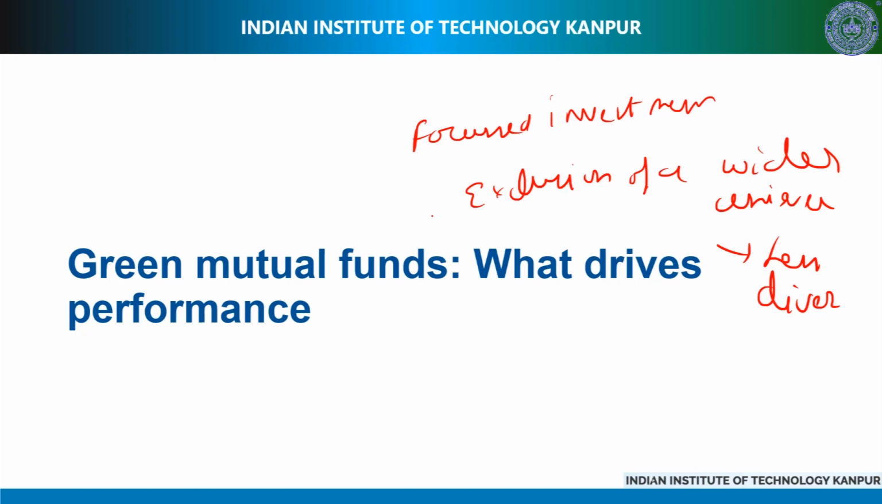Also, it has been observed that green funds tend to underinvest in financially strong companies, such as those companies engaged in unethical practices or alcohol, tobacco, and so on, high carbon emitting products, because they fall short of the fund's environmental objectives. So, less investment in financially strong companies.